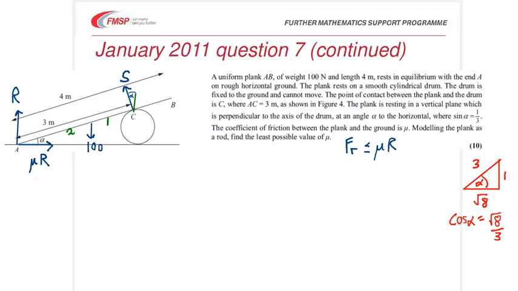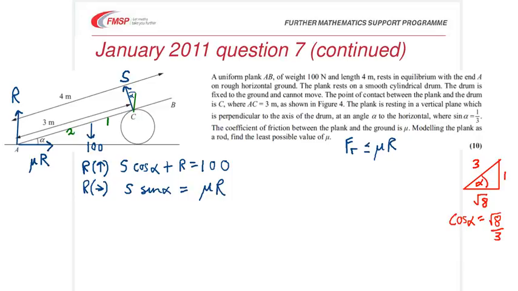Okay, that's the problem we've got to solve then. There are three unknowns, S, R and mu. There are three equations: moments, resolving vertically, resolving horizontally. It's just a matter of being careful and carrying it out. So let's get the resolving out of the way first. Resolving vertically, we've got S cos alpha plus R equals 100. Check that. And resolving horizontally, we've got S sine alpha is equal to mu R.